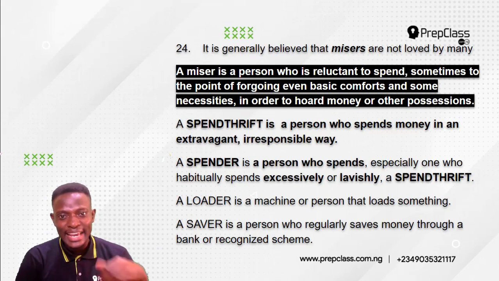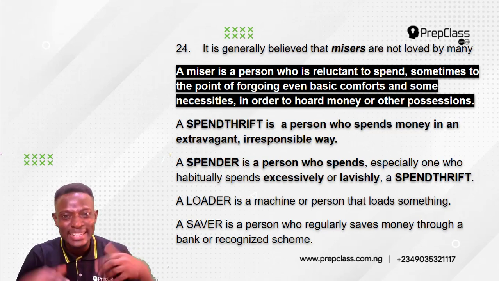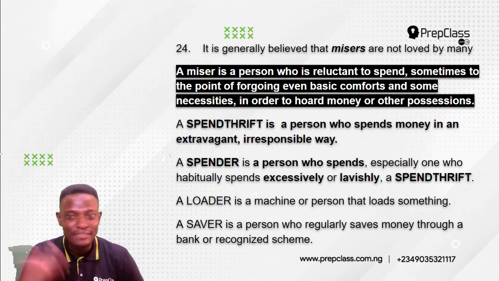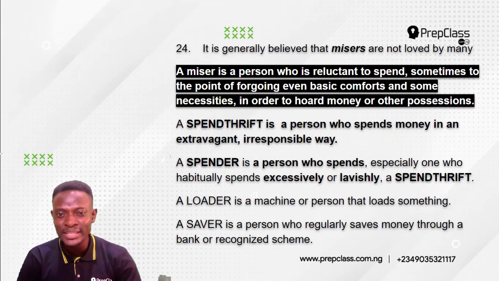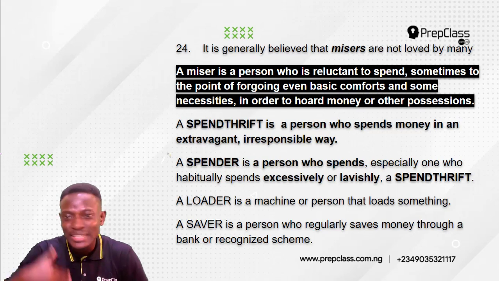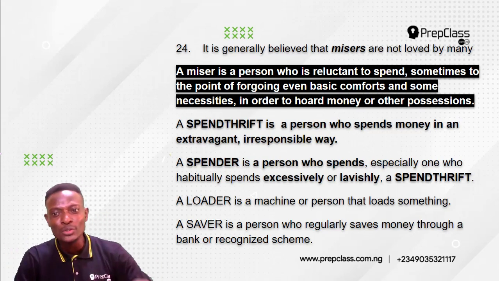Option A, a spendthrift is a person who spends money in an extravagant or irresponsible way. Spends money lavishly. Option B, a spender is a person who spends, especially one who habitually spends excessively or lavishly. A spender is also called a spendthrift.